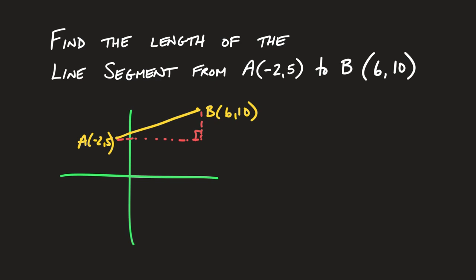So if we have some idea of how far apart our x values are, take a look on the screen right now, I would have to go from -2 all the way over to 6. That would be a horizontal side of 8 units. How far apart are point A and point B from my y coordinates? How far up would I go? Well, I would have to go from 5 up to 10, 5 units.